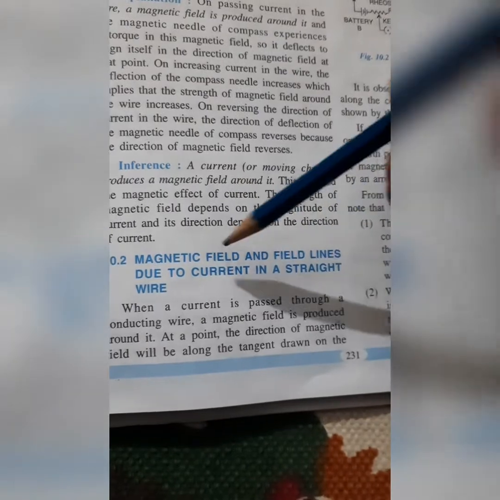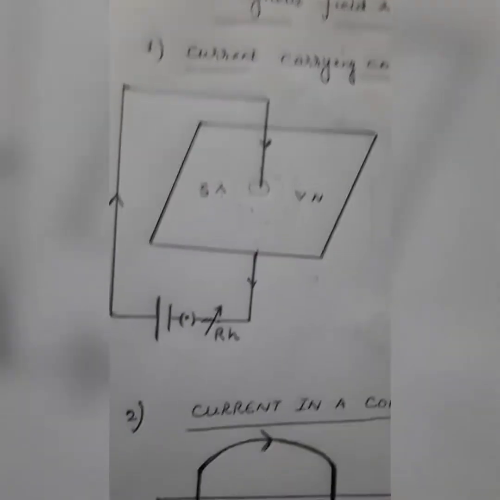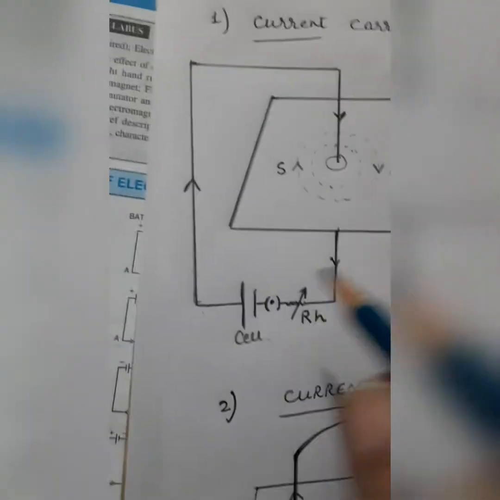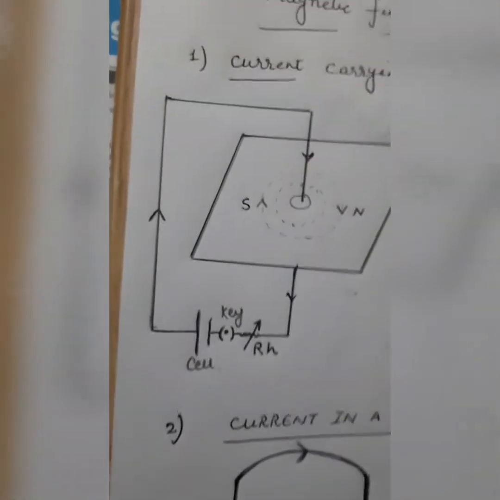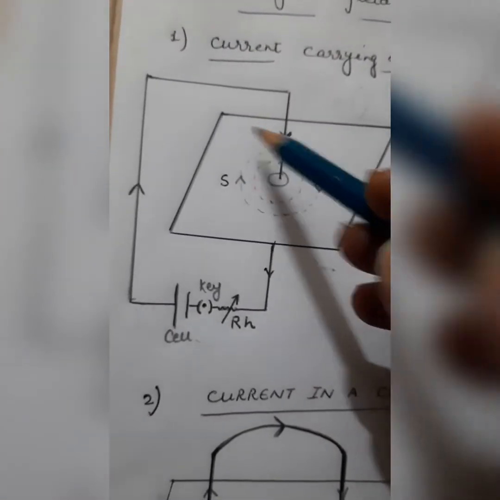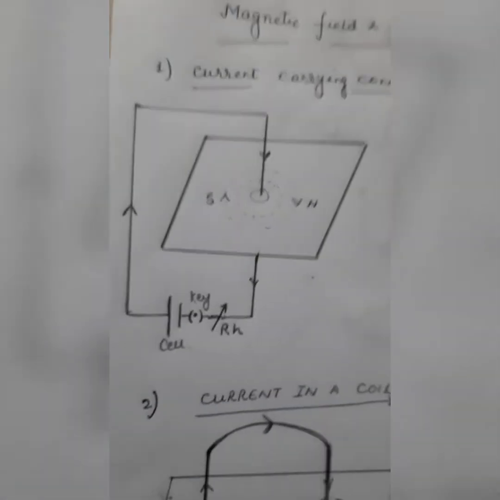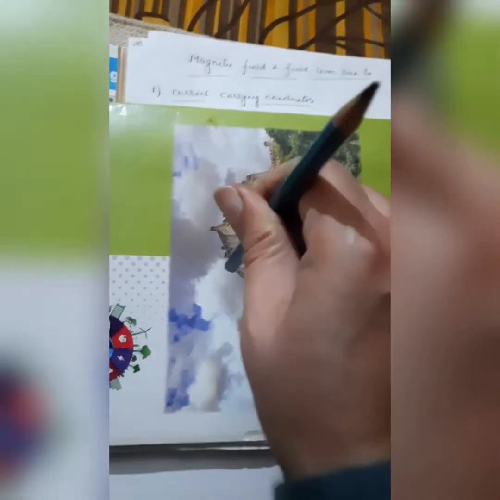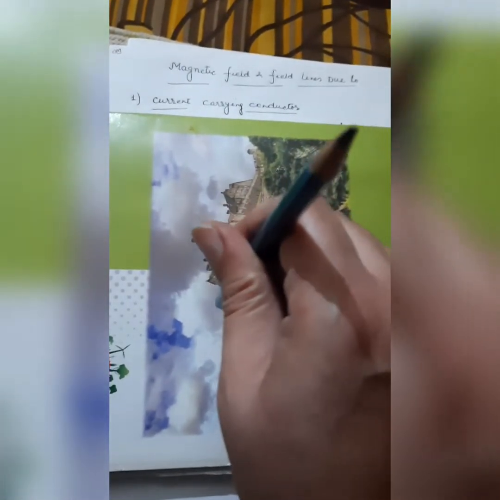On the basis of this, we will study three different situations. First is the magnetic field and field lines due to current in a straight conductor. Observe here what I have taken: one cell, one key and this rheostat. This cell is connected with one wire, and this wire is passed through a cardboard. I make one hole in this cardboard and pass the conductor through that hole, so this conductor is considered a straight conductor.